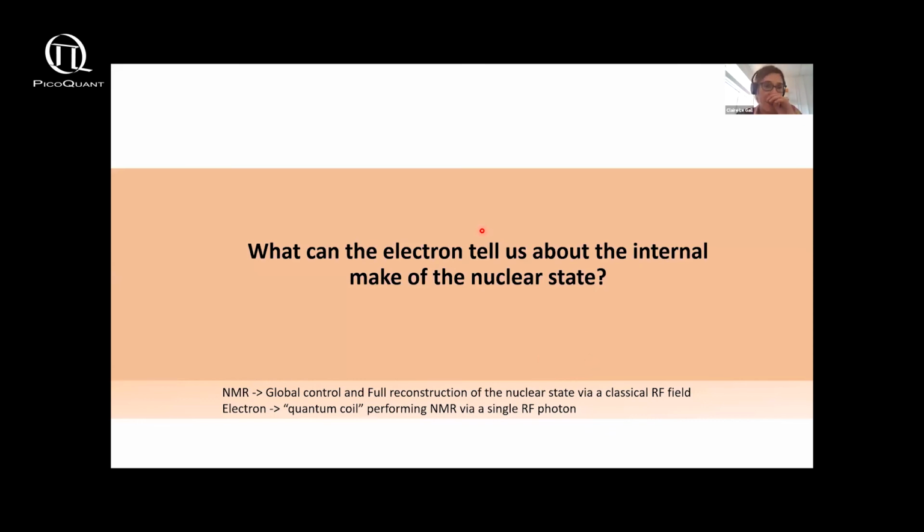So the next thing that I will touch upon is what the electron can tell us about the internal makeup of the nuclear state. If you think about knowing something about a nuclear state or reconstructing a nuclear state, the traditional way of doing it is nuclear magnetic resonance. You do global control sequences and you can fully reconstruct the state using a classical radio frequency field. And the electron in our system is actually not too far off, except it's a quantum coil performing NMR via a single radio frequency photon.